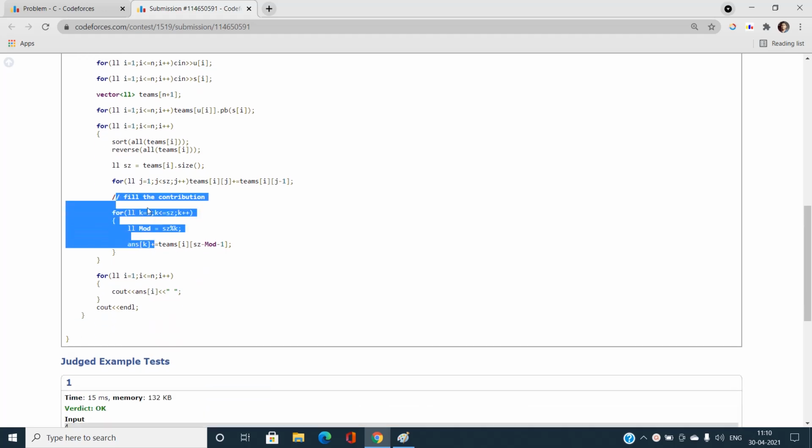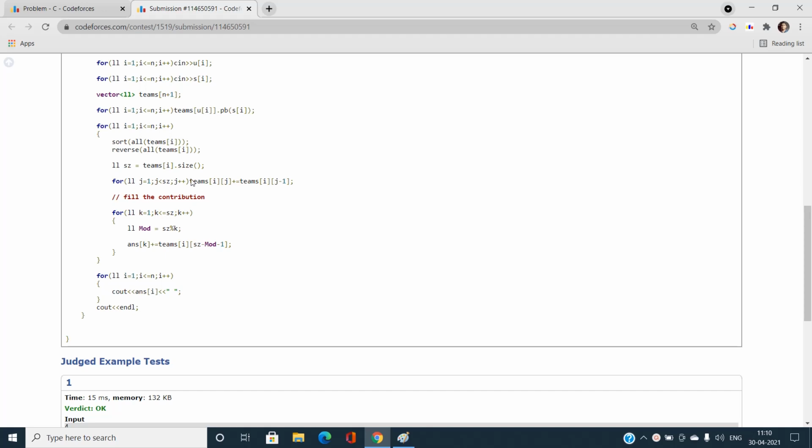Note that k is going to vary from less than or equal to sz, because if k is greater than sz, I cannot form even a single team. Okay, so I have just iterated for k less than or equal to sz. Now you can think that this outer loop can take O of n iterations, and this inner loop can take n iterations, so overall we will have n square iterations.